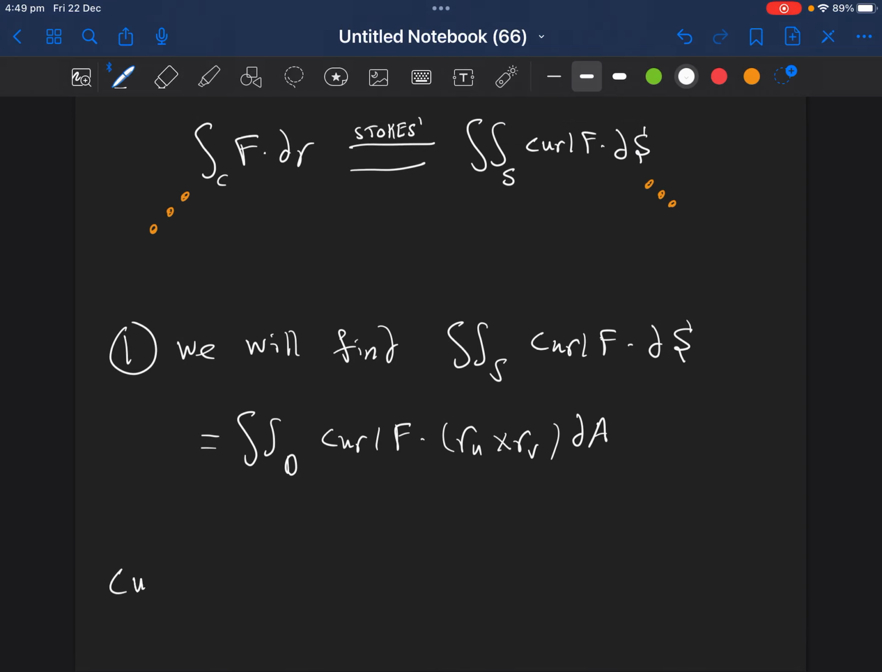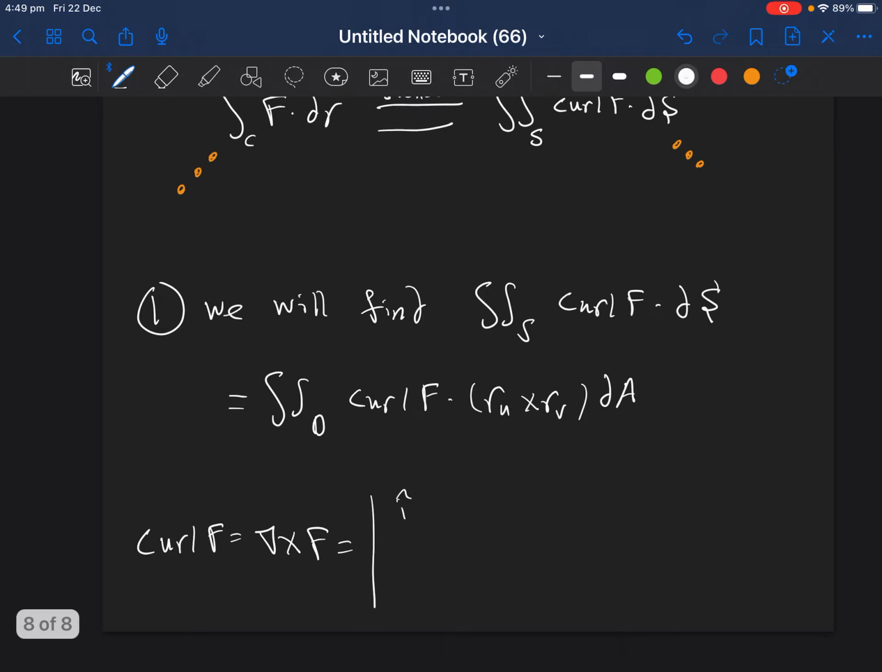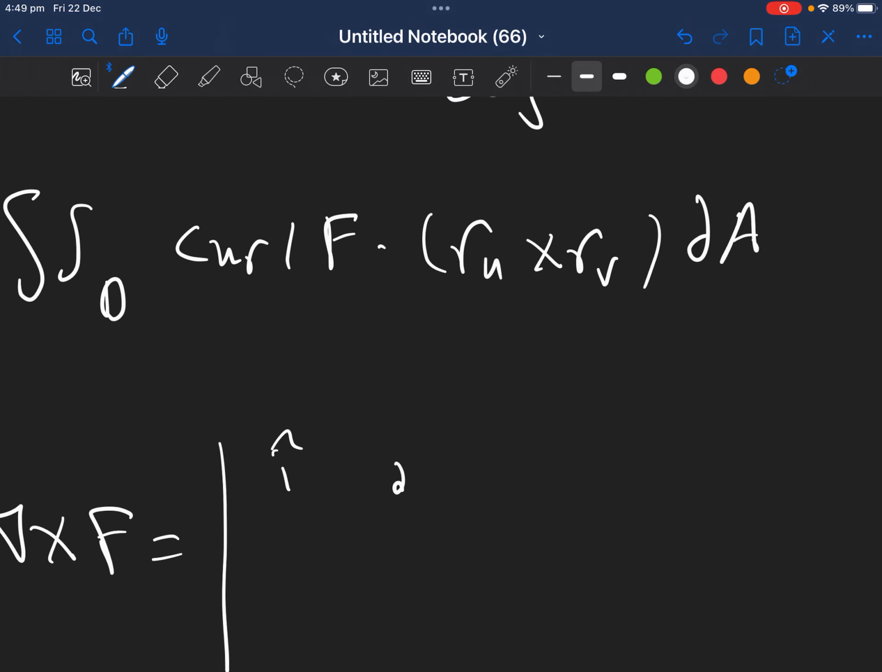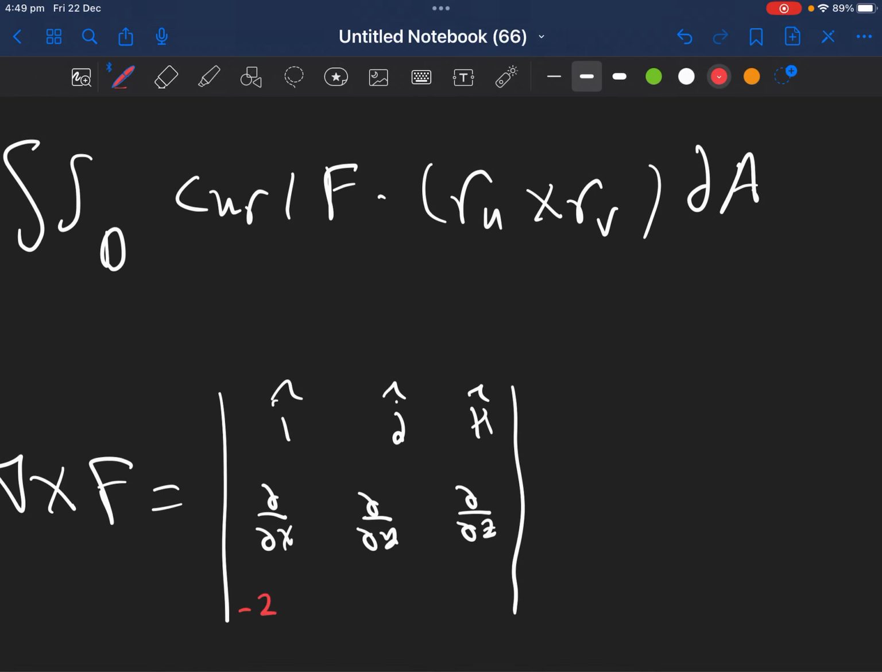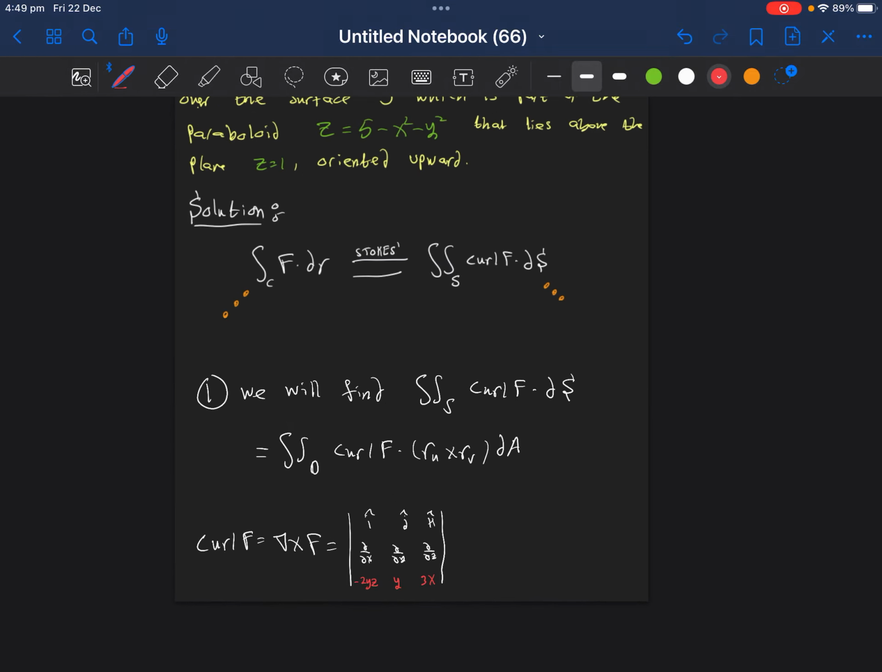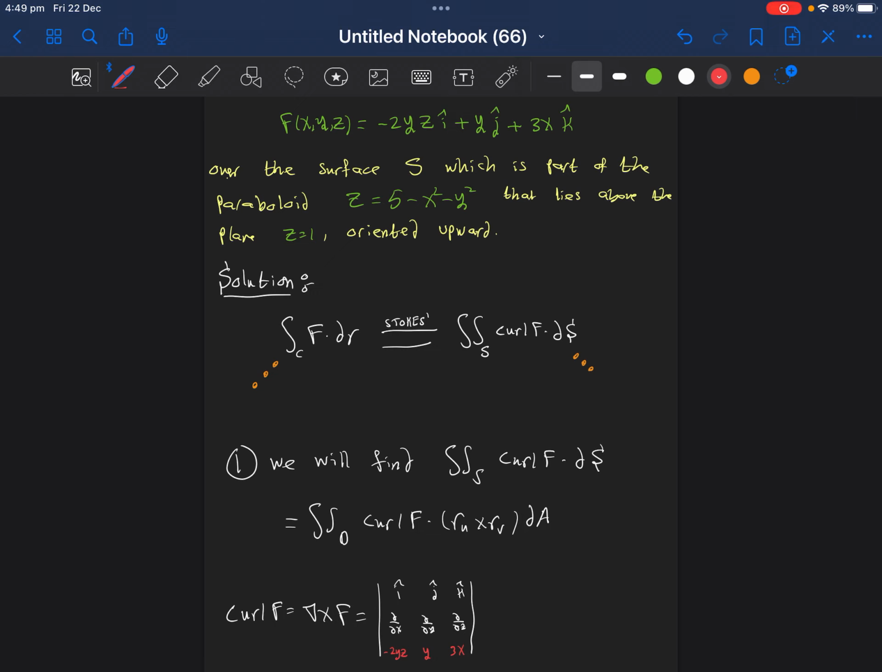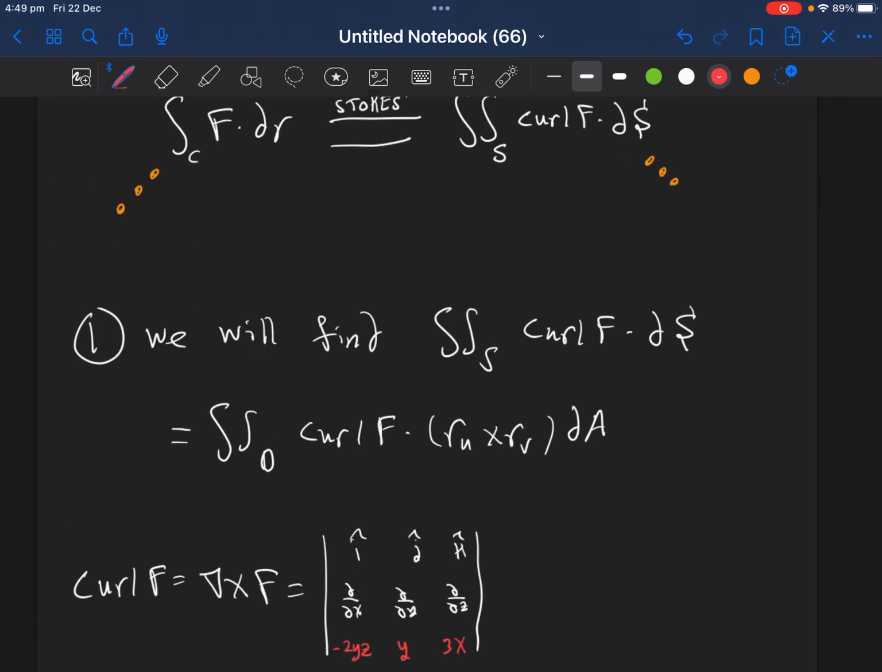So let's do the curl of F, which would be the cross product between the gradient and F. If we do it as a matrix, it would be something like this. Finally here would be minus 2yz, this is the first component of F, and then y, and then 3x. If we just look at it again, just to ensure, yes, 3x, y, and okay.